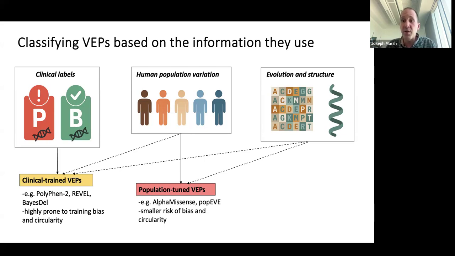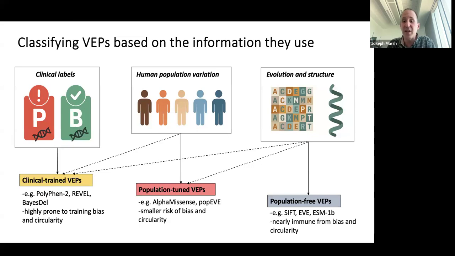So usually in the form of multiple sequence alignments, but increasingly in the form of these large language model, protein language model approaches, but also protein structural information. So most variant effect predictors use this in some ways, but there's this subset of predictors that are trained or designed only using these methods, and these we refer to as population-free models. So it includes things like SIFT that have been around for a long time, but more common, newer approaches like EVE and ESM1B. And so they're nearly immune from any kind of bias and training circularity.